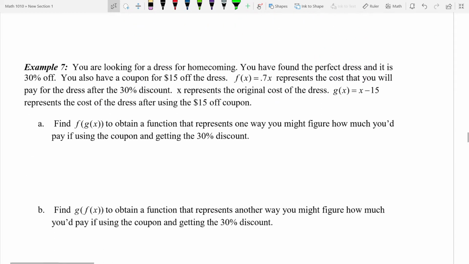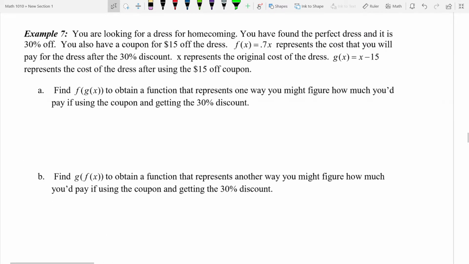Okay, question 7. You're looking for a dress for homecoming. You found the perfect dress and it's 30% off. You also have a coupon for 15% off of the dress. F of x is 0.7 times x, which represents the cost you will pay for the dress after the 30% discount.